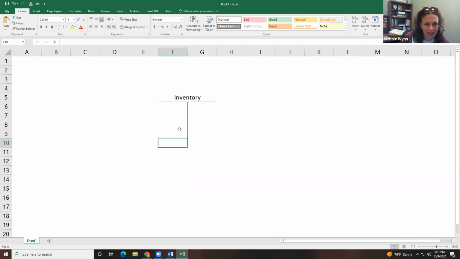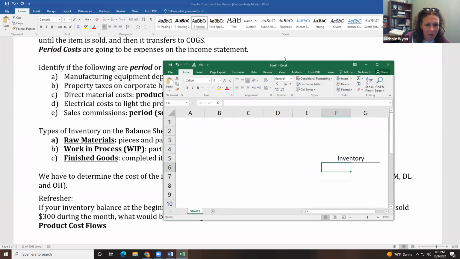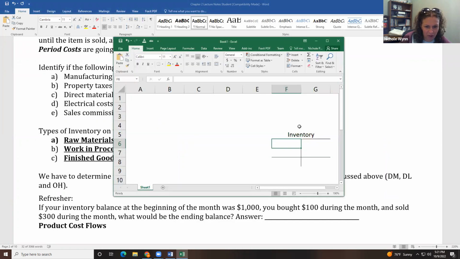An inventory T account is an asset and it has a beginning balance and an ending balance on the debit side. We'll draw a line along the bottom to show that the ending balance is down here. Now I have to look at the numbers because I'm not sure what the numbers said. If your inventory balance at the beginning of the month was 1,000 and you bought 100 during the month, if you buy, inventory is going up, and then you sold 300. If you sell inventory, it leaves inventory.